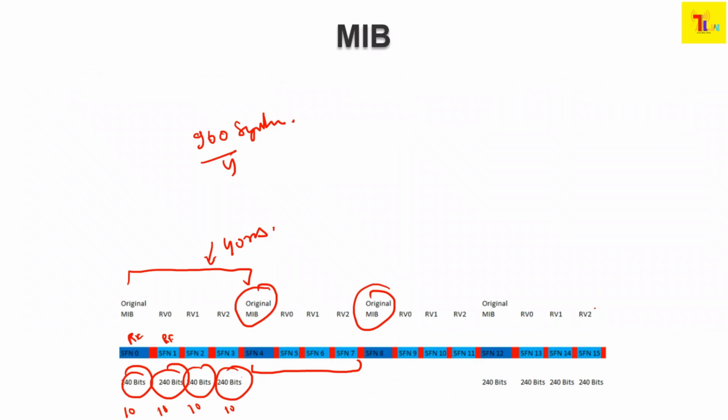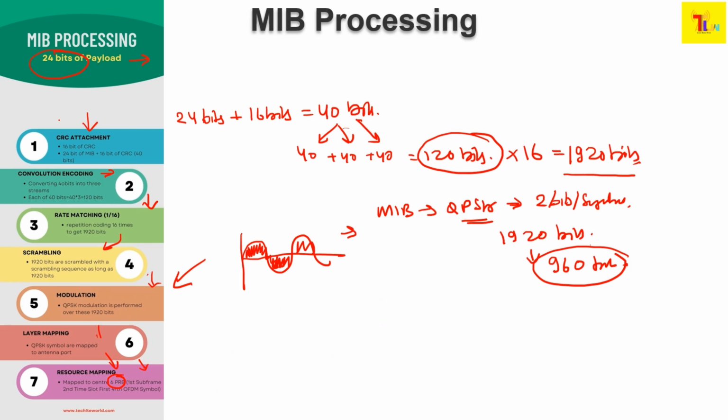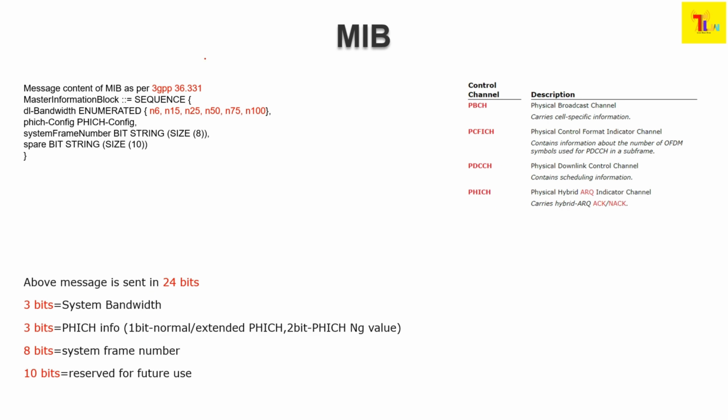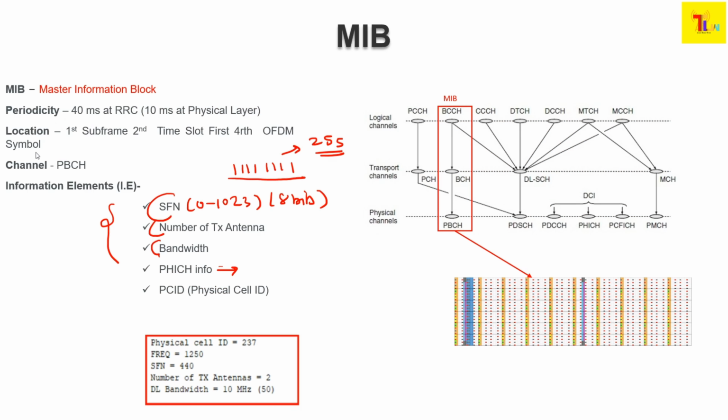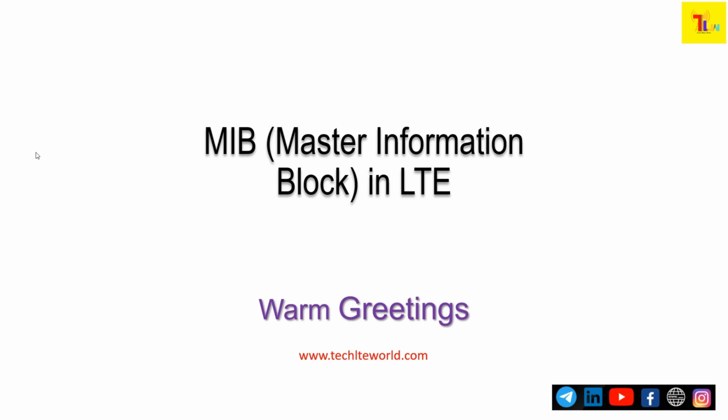And we have seen that if you reverse this process, you are going to get that 20 bits of payload, which is the original information of the MIB. So this is what exactly the MIB is about. For the physical layer processing, I will have a separate video.